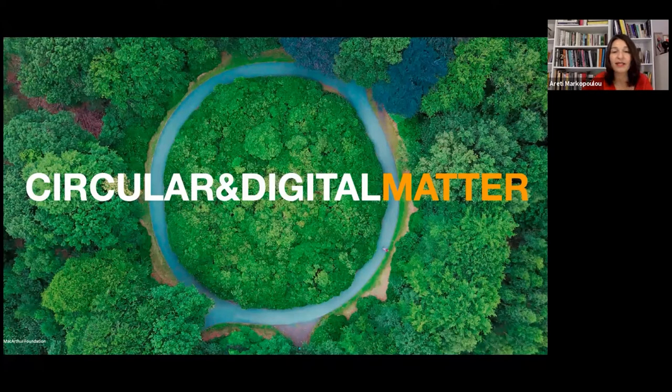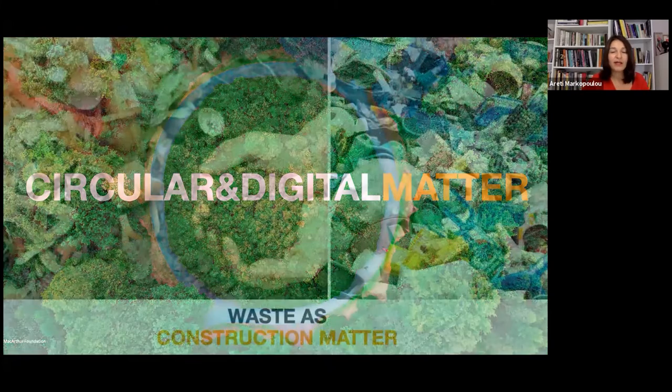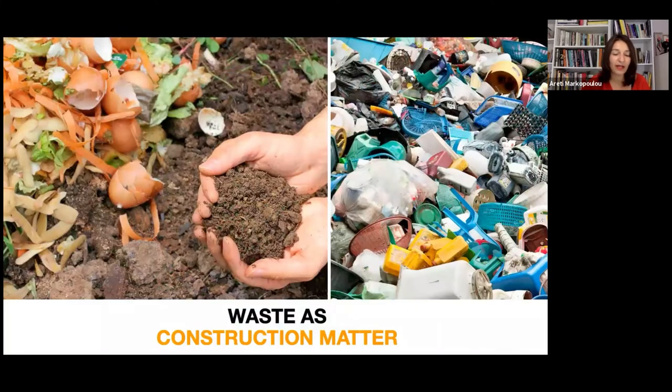And how can we make a shift from a mindset of scarcity to one of abundance? I would like to discuss two ways. One is introducing circular materials in architectural design and construction. And the second way is digitizing matter so that we can deal with buildings as material banks. I will further explain in a while what I mean by this. Let's first start with waste.